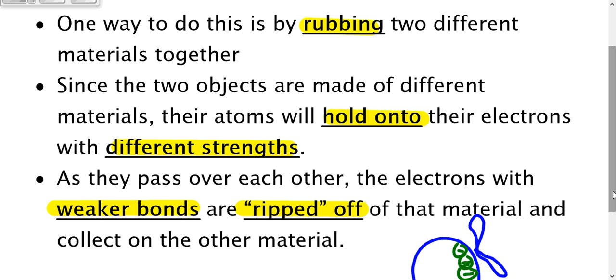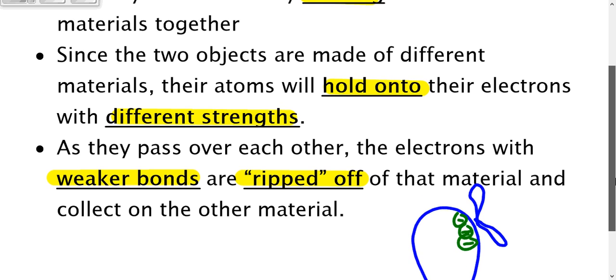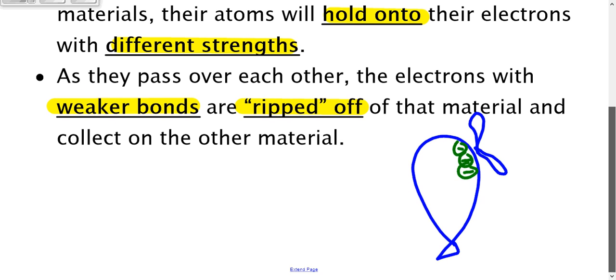Since the objects are made of different materials, their atoms will hold on to their electrons with different strengths. As they pass over each other, the electrons with weaker bonds are ripped off that material and collected on other materials. So if we had a balloon and we were rubbing it with, say, a piece of wool or fur, the balloon holds on to its electrons really tightly, so it's going to rip electrons off of that fur or wool, and since the balloon is an insulator, it's going to hold those electrons right on the spot that was rubbed.